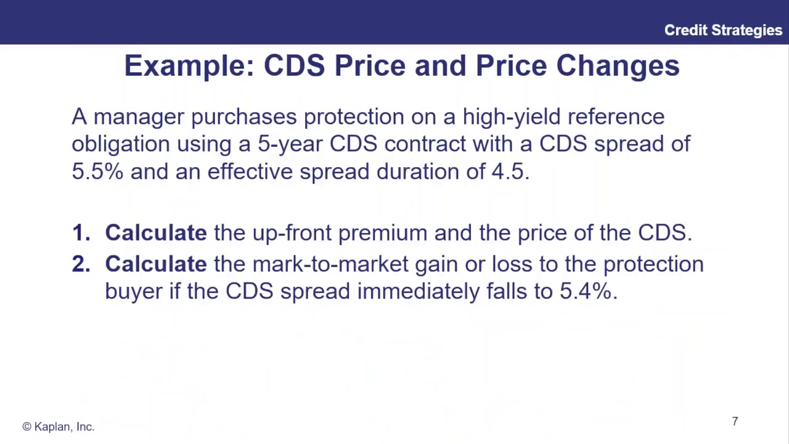Okay, let's have a look at an example of these calculations which mirrors an example in the text. So we've got here a manager purchasing protection on a high yield reference obligation. You've got a 5-year CDS contract with a CDS spread of 5.5 and effective spread duration of 4.5.